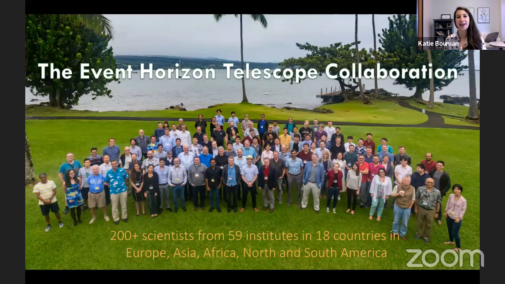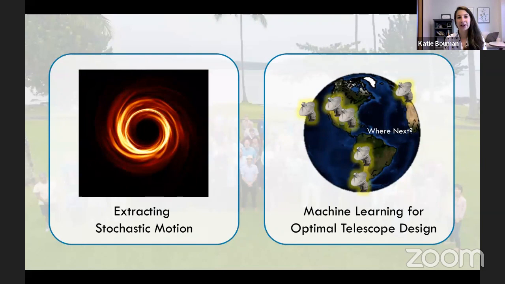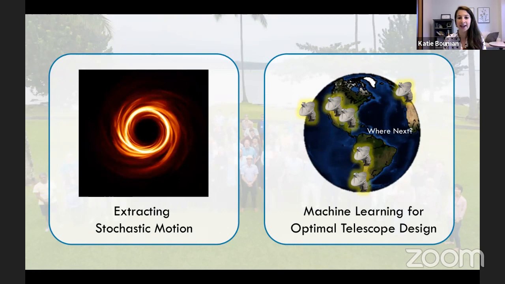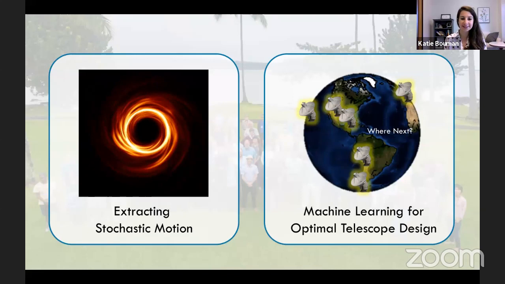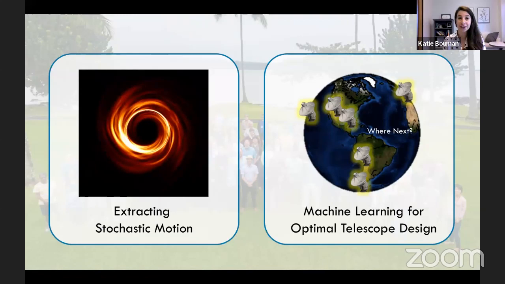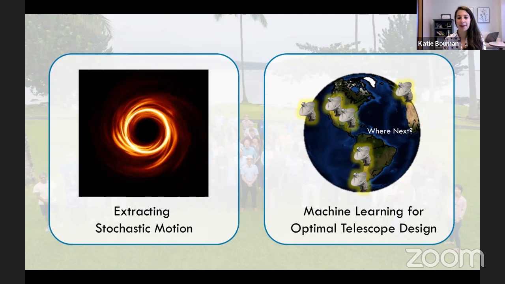And then in the second half of the talk, I'm going to talk a bit more about techniques currently being developed in my group at Caltech to push the Event Horizon Telescope past its current limits to see environments around black holes that are still invisible to us now. And so the two topics I'm going to discuss today are developing methods to extract information about not just the static structure of the black hole, but about the stochastic motion of a black hole, and developing machine learning methods to optimize the placement of the next telescopes we build into the Earth-sized telescope array.